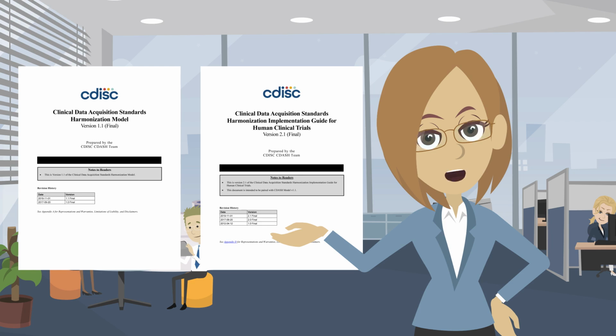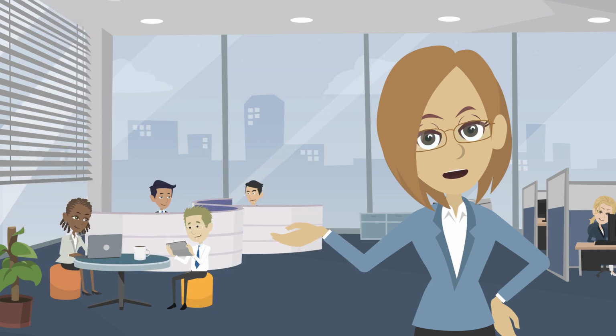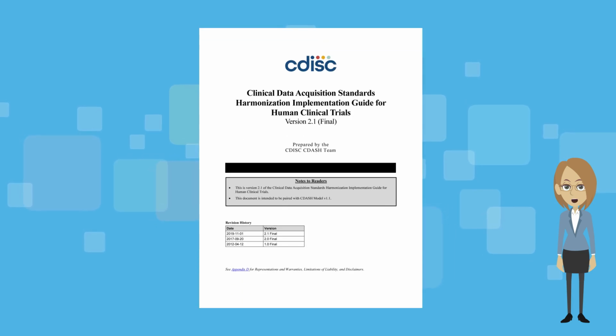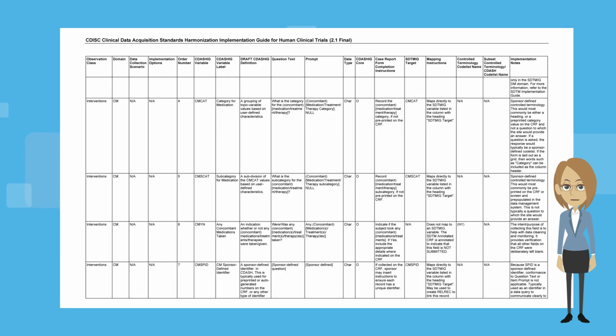Here, we will explore the IG and metadata tables. The CDASH IG describes how to implement the CDASH model to collect data in clinical research and includes a mix of theoretical and practical information. The accompanying metadata tables contain the technical details about the collected data and their associated characteristics.